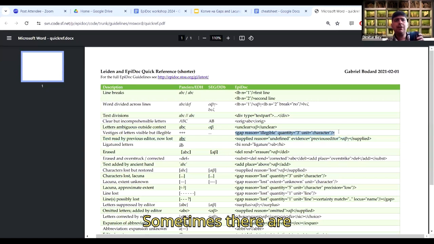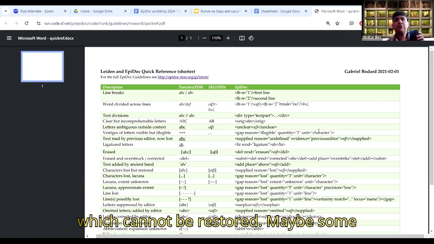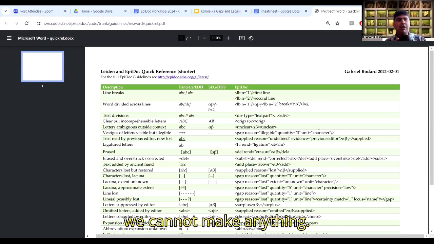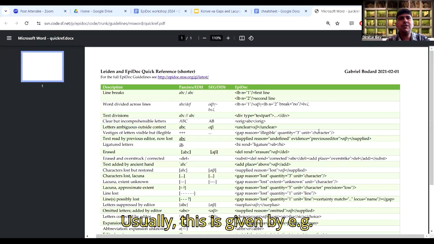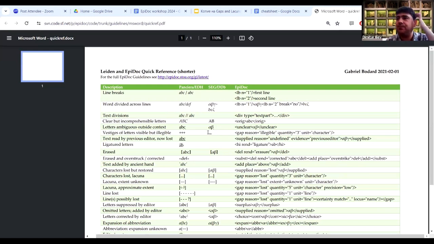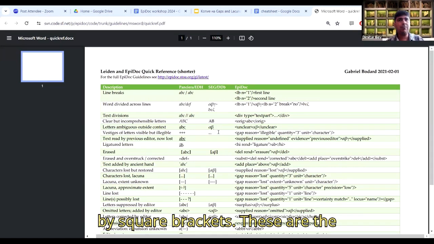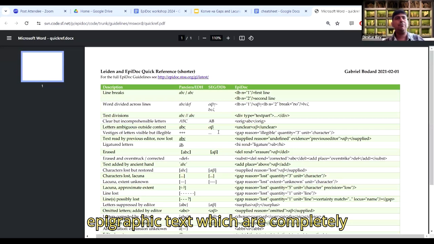Sometimes there are lacunae in our text which cannot be restored. Maybe some parts of letters are seen there, but we cannot make anything of them. Usually this is given, for example in the Panciera conventions, with a series of crosses or pluses, or with dashes, or multiple dots, sometimes encompassed by square brackets. These are the lacunae, the parts of the epigraphic text which are completely lost.